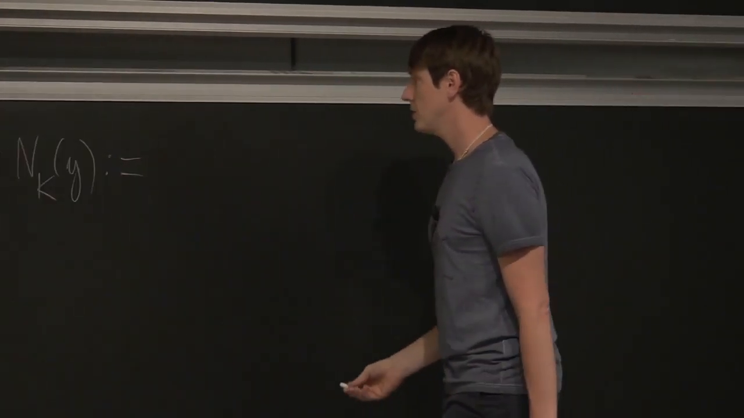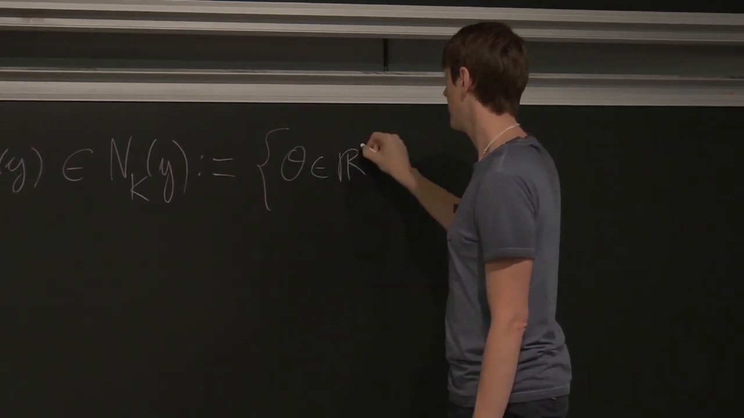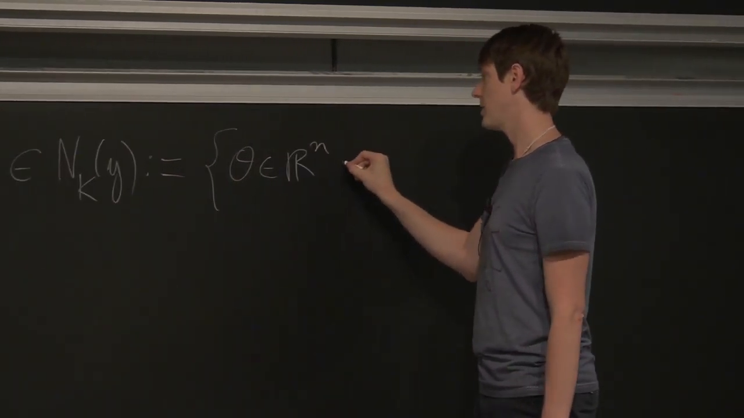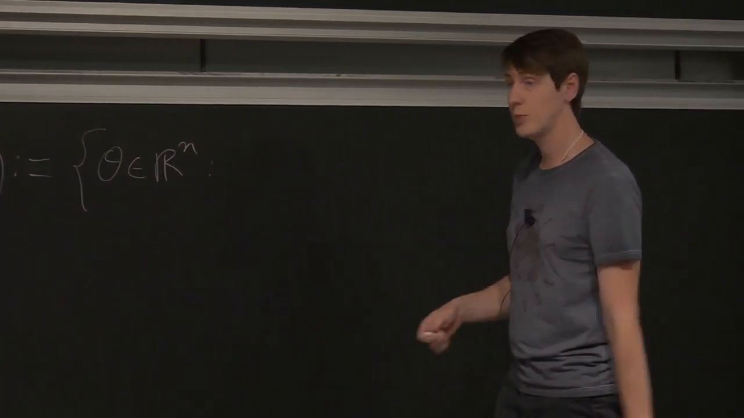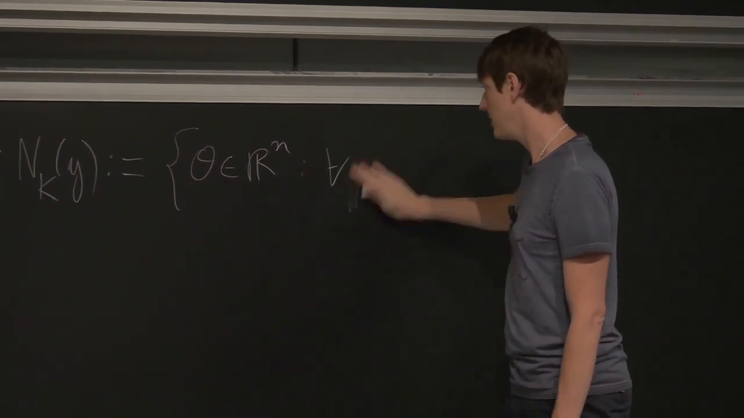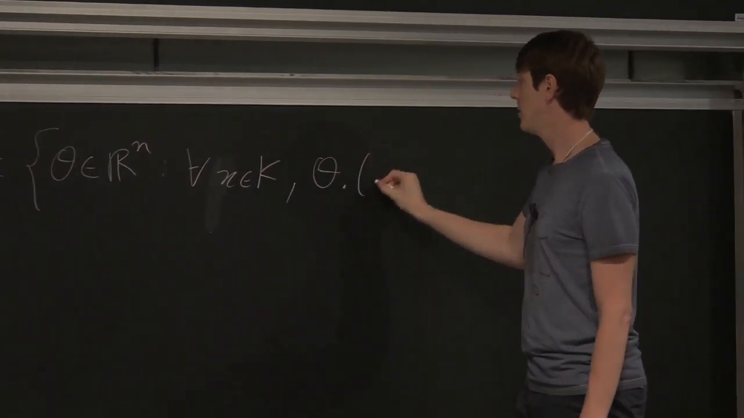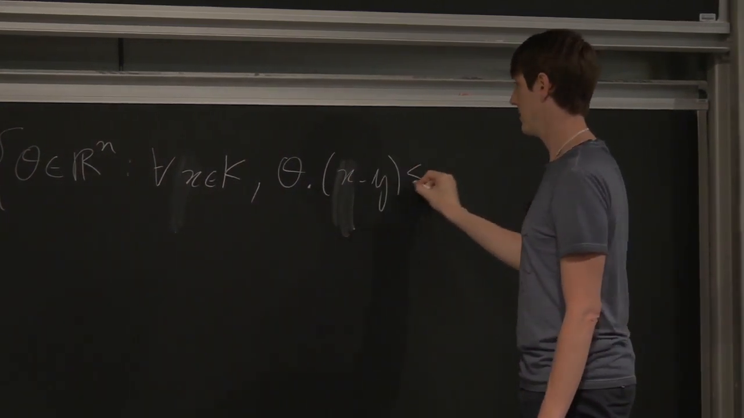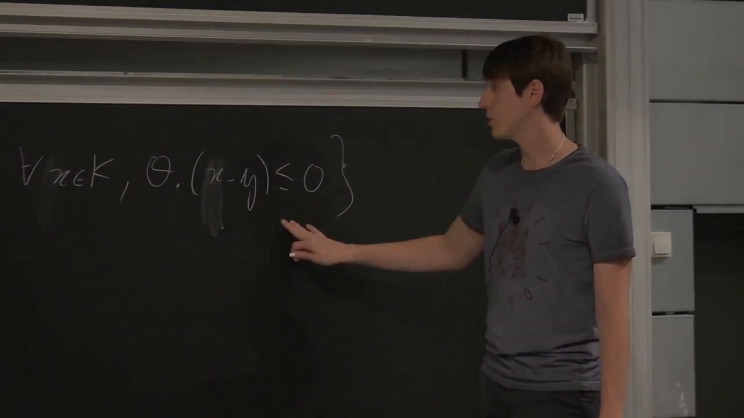This object, the normal cone, is just the following thing. It's a set of directions theta in R^n. Okay, n is always going to denote the ambient dimension. It's a set of directions theta which are negatively correlated with any direction going inside the body. So all the theta such that for any x in K, the inner product of theta with x minus y is negative. This is the definition of the normal cone.